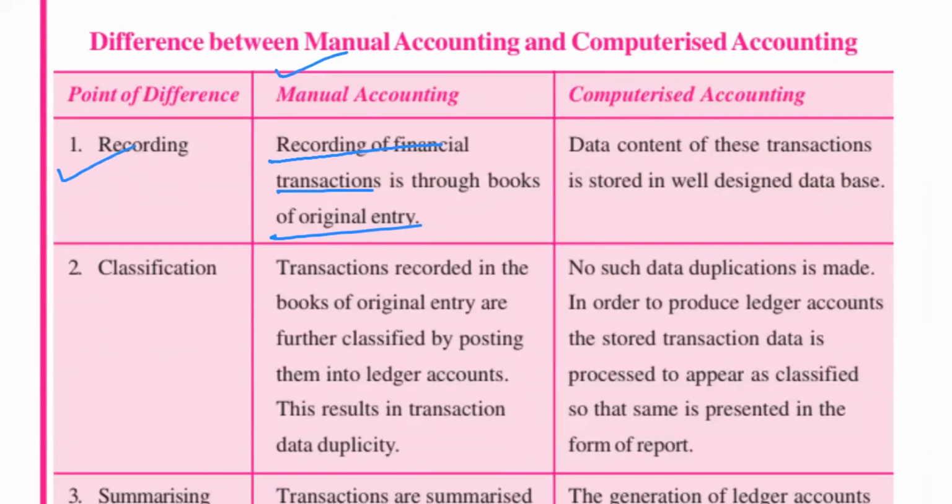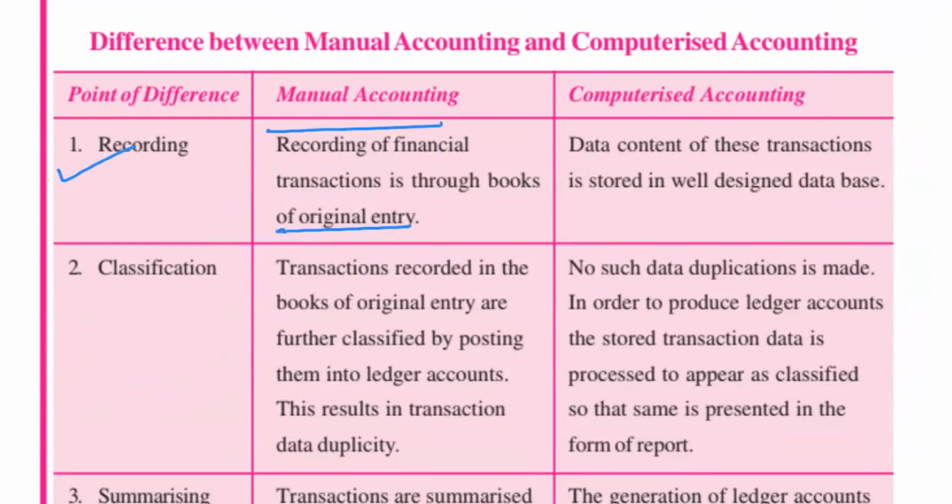Journal, sales book, bills payable book. Subdivisions of journal, like purchase book, sales book, purchase return, sales return, all these things are called books of original entry. Bills payable book, journal proper, these are called books of original entry. So under manual accounting system, transactions are recorded in books of original entry.